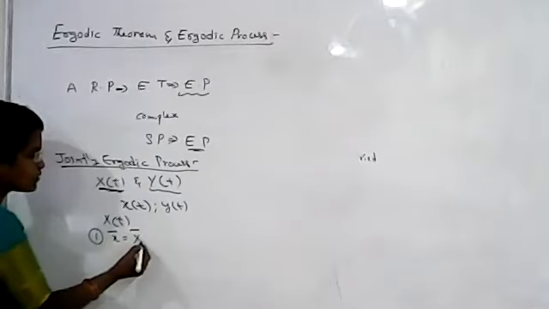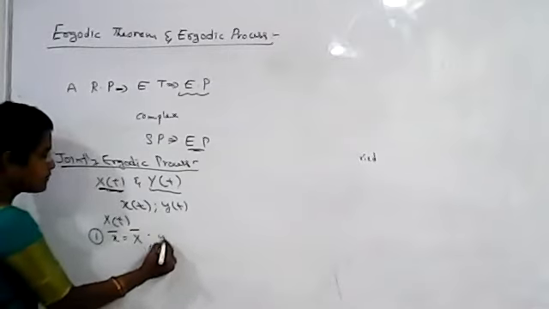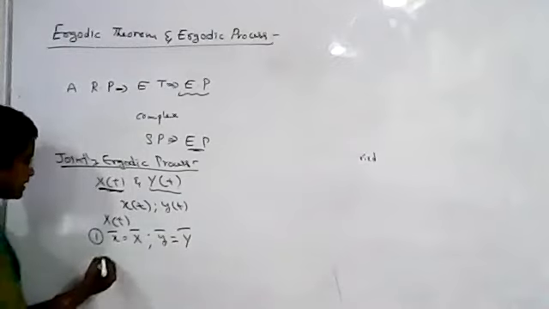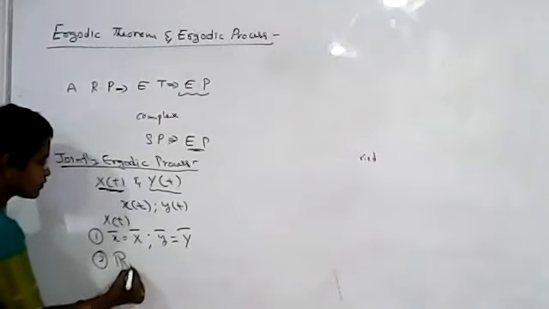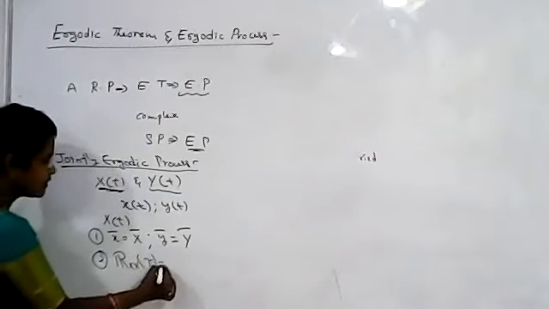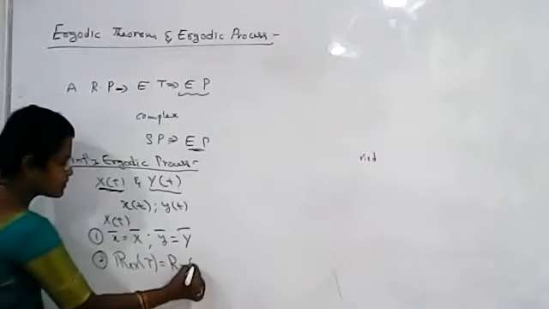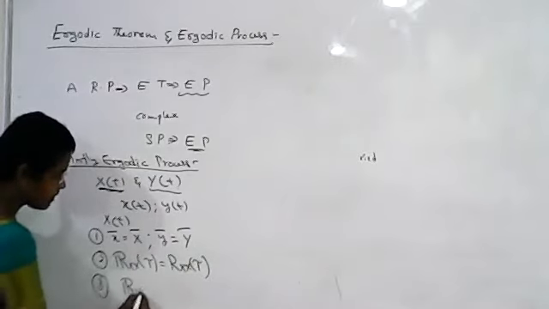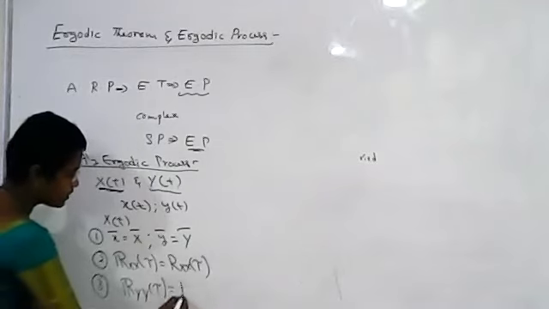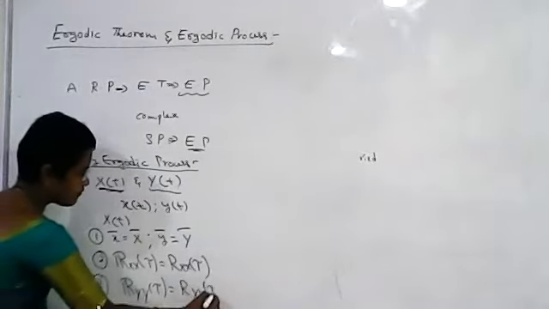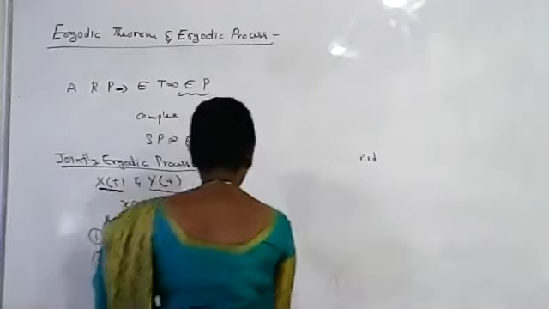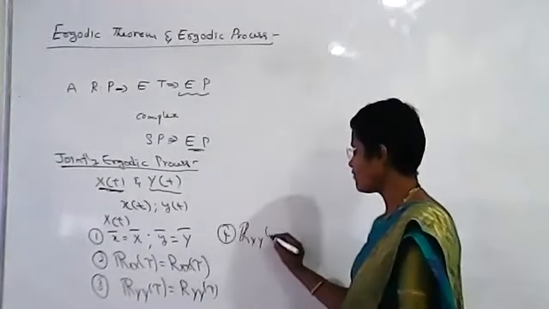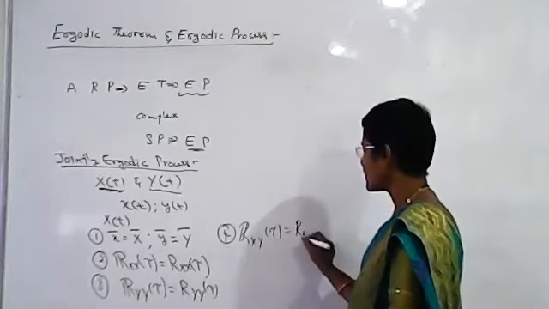That is, the time average is equal to the ensemble average. Then y bar, that is the time average, is equal to the ensemble average capital Y bar. The second condition is the time autocorrelation function of x is equal to the ensemble autocorrelation function of x. Then the third condition is the time autocorrelation function of y is equal to the ensemble autocorrelation function of y. Then the fourth one is that it has to satisfy the time cross correlation function, that is Rxy of tau is equal to Rxy of tau.